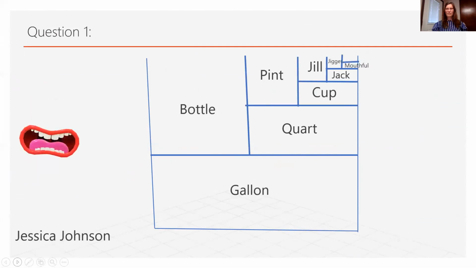And now let's add a mouthful. Oh, what is this that I see? There is room for another mouthful. You would think our bucket would overflow with all of this in there, especially with a Jack and a Jill, but it didn't. We have a mouthful left over that we could add to this bucket.